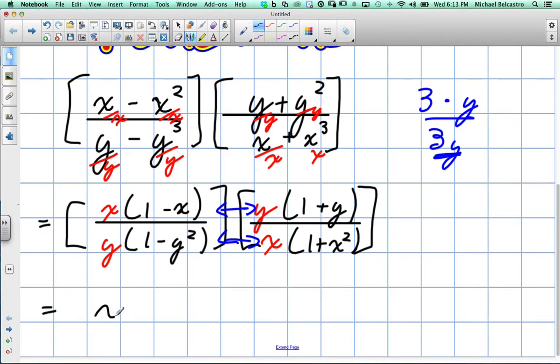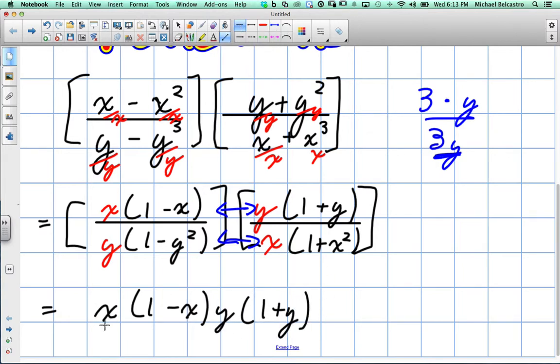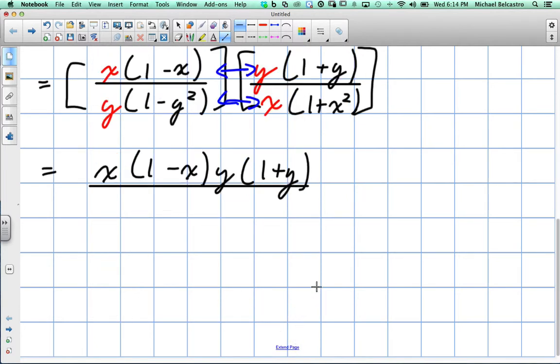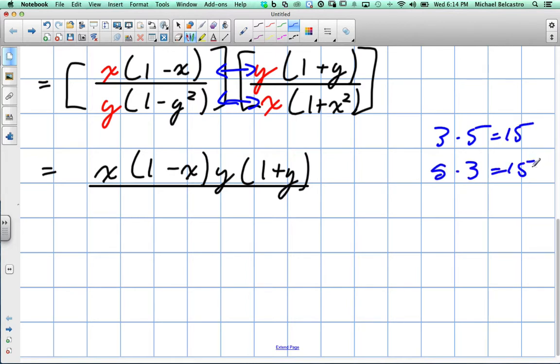So we have an x, and we have a 1 minus x, and we have y and 1 plus y. And I can change the order of these. A rule of multiplication, I believe it's called the associative property. And what that means is you can multiply in any order. It doesn't really matter. You'll get the same answer. And if you're unsure about math rules, sometimes I put little things to test myself. Does 3 times 5 equal 15? Yeah. What about 5 times 3 in a different order? Yeah, it does.